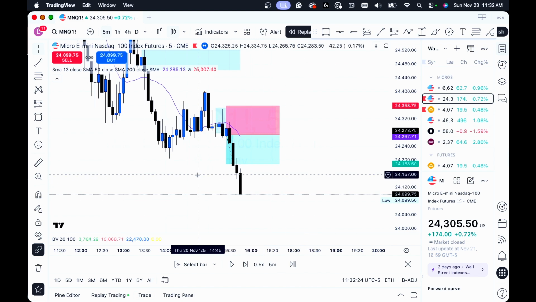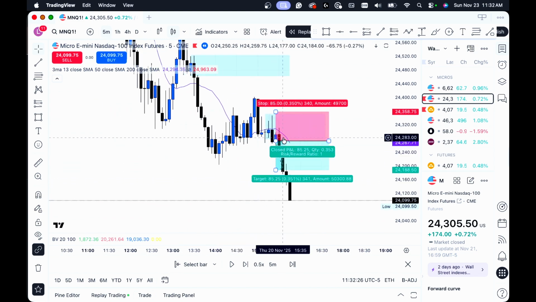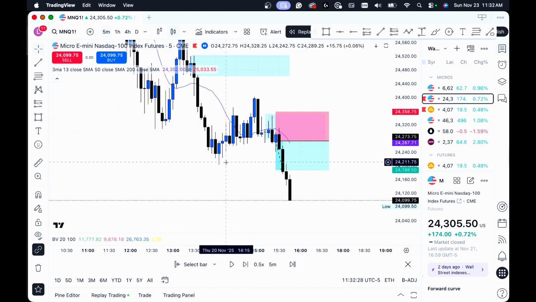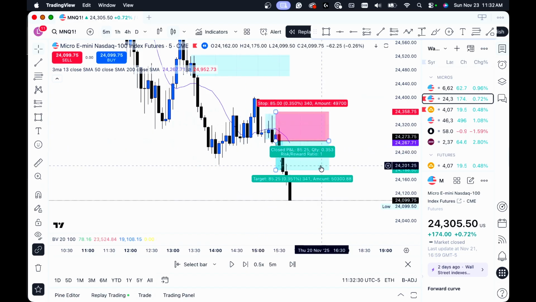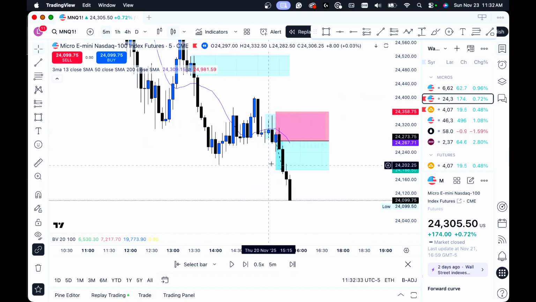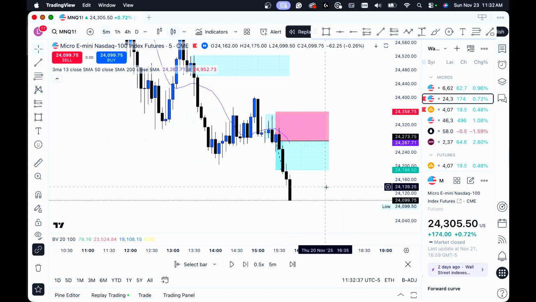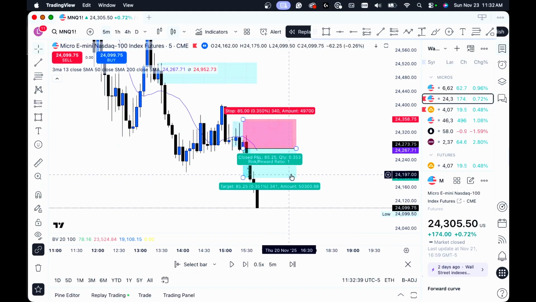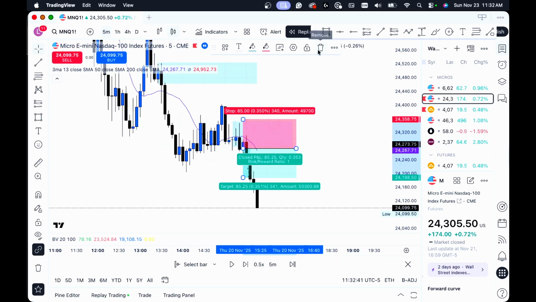All right. This is supply, the next setup. You wait for the break of structure. Price broke structure. You mark your zone. Wait for the tap. You take entry and bam. That is all. That's how you do supply and demand.